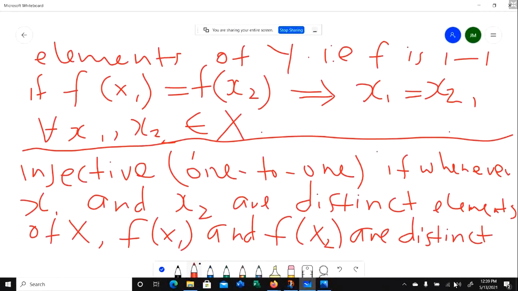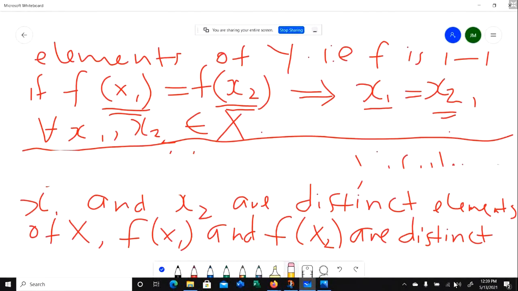So that is what we mean by a one-to-one. The images will only be equal if the objects are equal. Otherwise, if the images are not equal, then their corresponding objects are not equal. For example, we can represent this in the form of a diagram as follows.